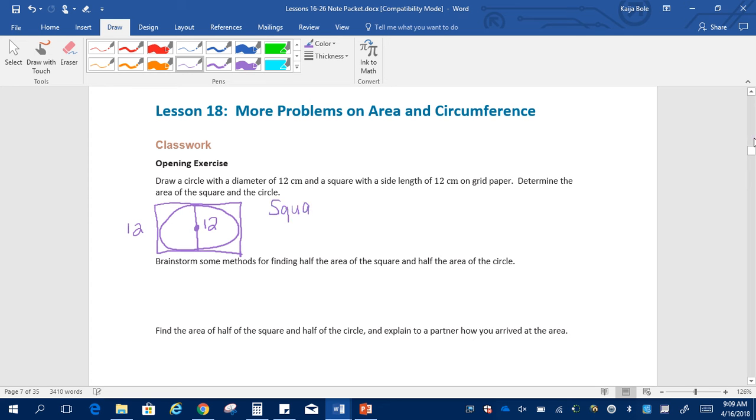Square, the area of a square, we know is length times width. So it'll be 12 times 12. So our area would be 144 centimeters squared.